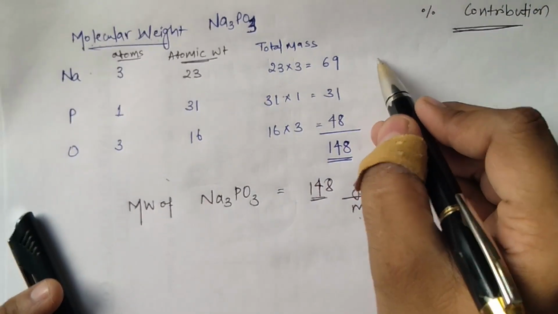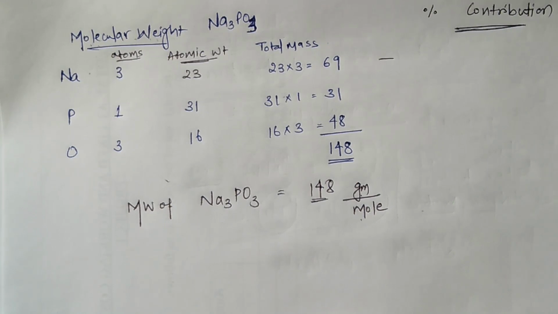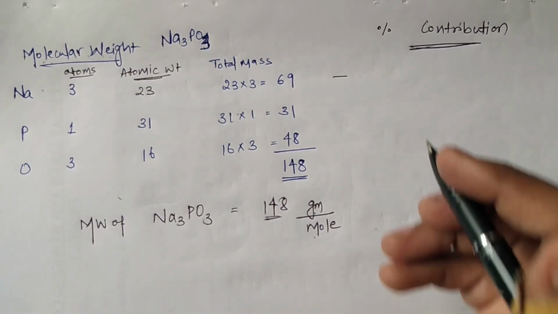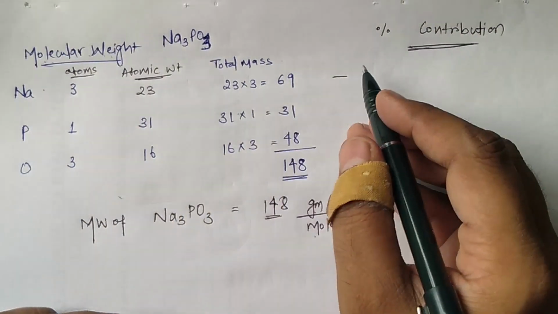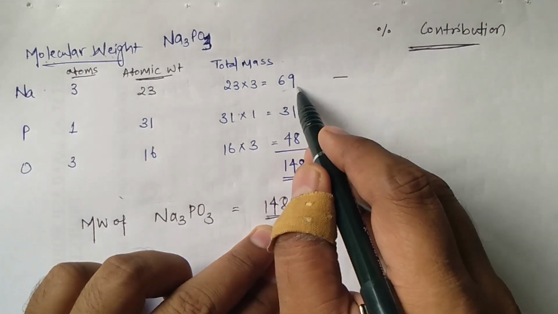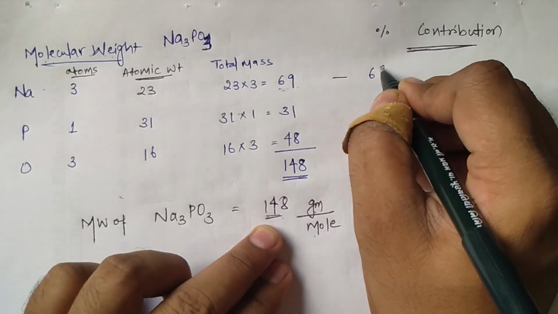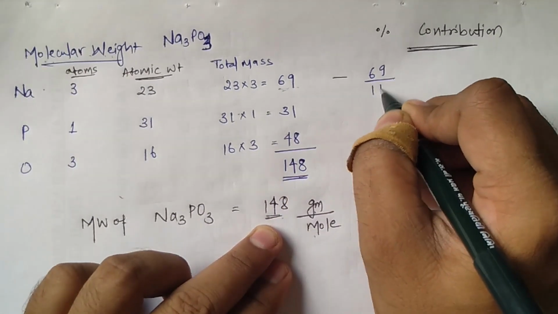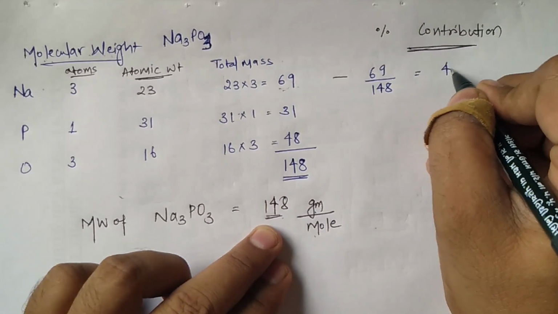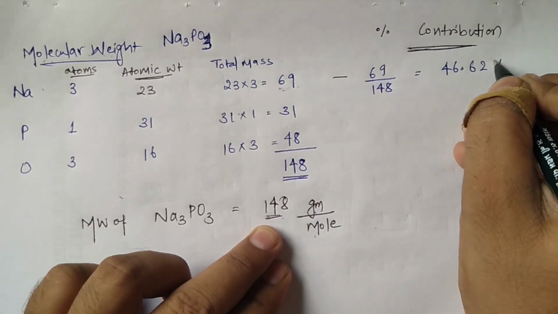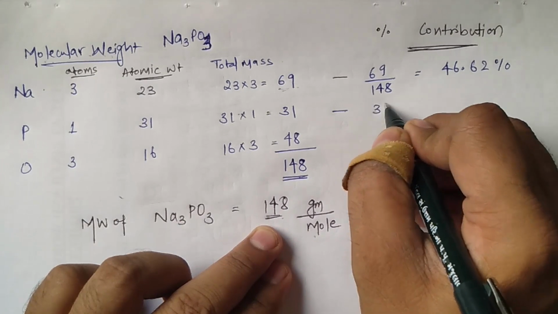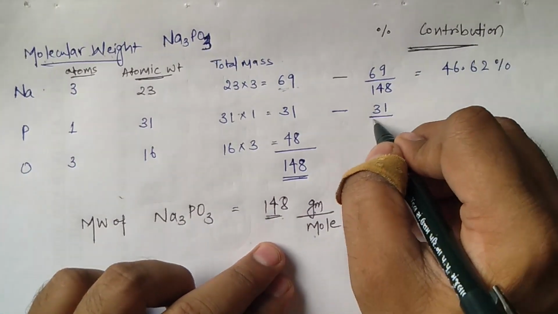Okay, so let's check that of sodium. What is the percentage contribution of sodium? To calculate it is very easy. Out of 148, the contribution of sodium is 69. So this will be 69 divided by 148, and that will come out to be somewhat 46.62%.